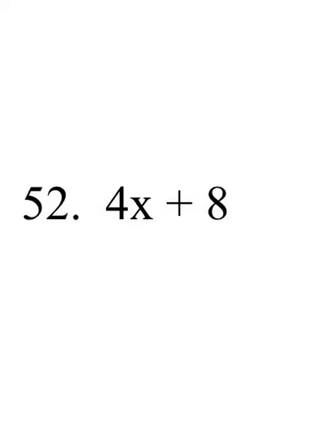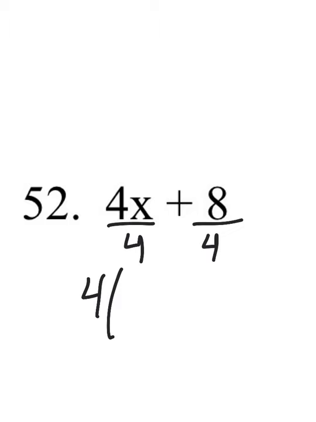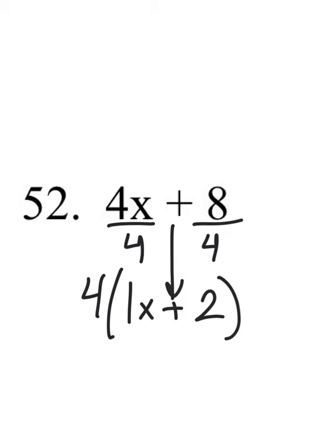For this one, I know that 4 can go into 4 and 8. So I'm going to take out 4. What I take out goes on the outside of my parentheses. And then I can go ahead and divide. So 4 divided by 4 is 1. Bring down my variable. Bring down what I'm doing. So this one is adding. 8 divided by 4 is 2. And then I close my parentheses because I can't do anything else.